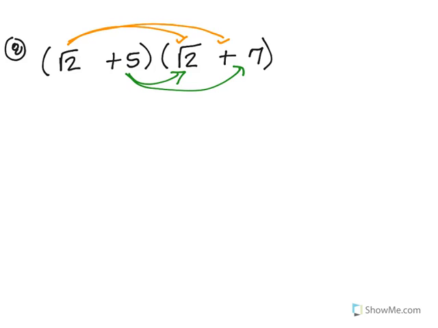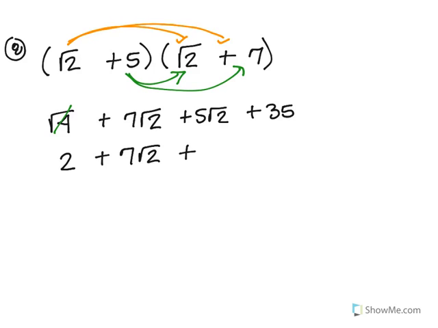So the square root of 2 times the square root of 2 is what? Square root of 4. Square root of 2 times 7? 7 square roots of 2. Now multiply by 5. Good. 5 square roots of 2. And then 5 times 7. 35. Good. Now, what's the square root of 4? 2. So that's just whole number 2.